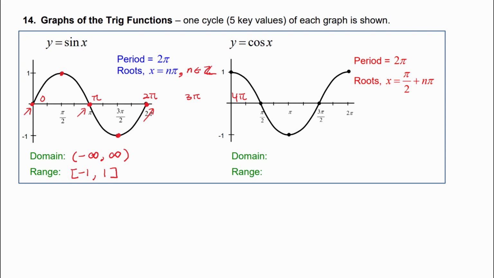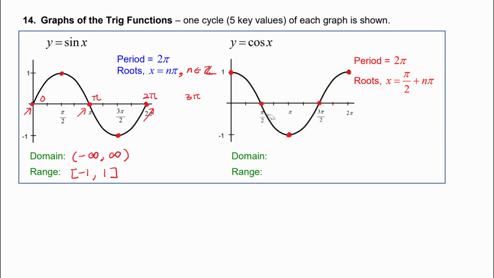Okay, now y equals cosine of x. This time it starts from 0, 1. That's the starting point, and goes to pi over 2, 0, and then hits the minimum pi, negative 1, and goes back up to 3 pi over 2, 0, and back to 2 pi, 1. So these are the 5 key values of cosine of x. The period is 2 pi, like sine of x.